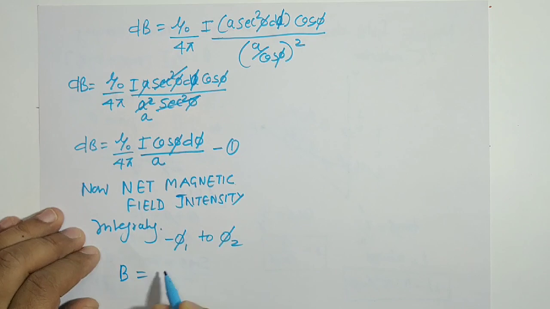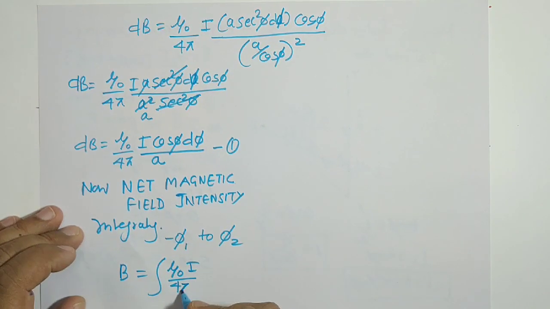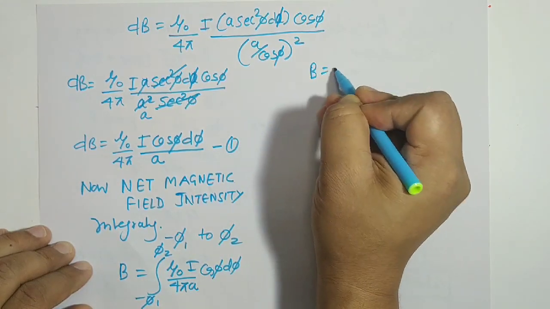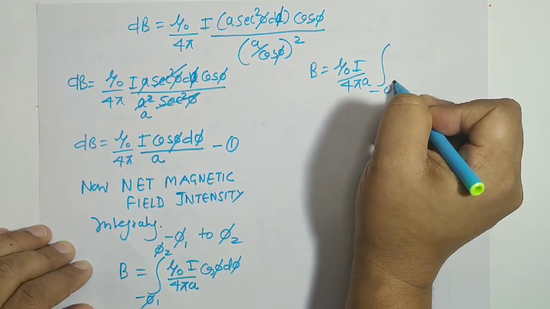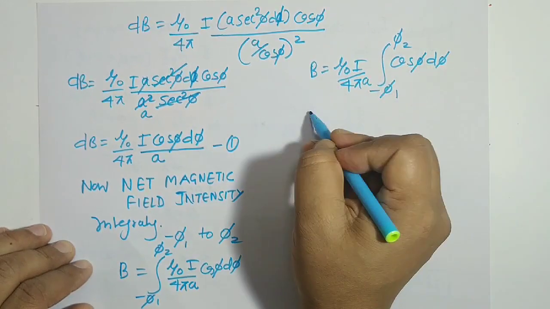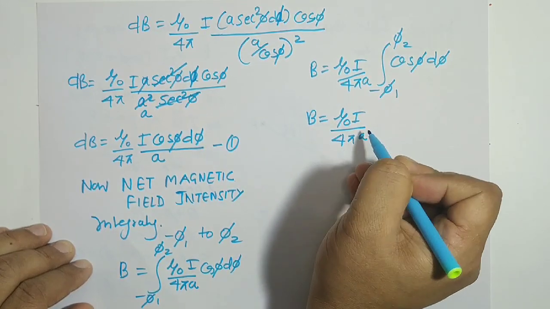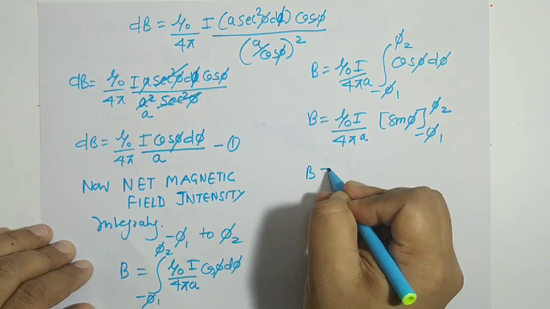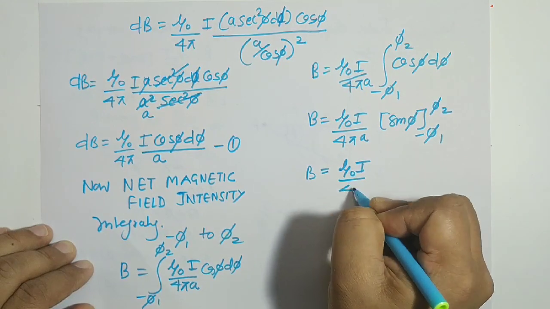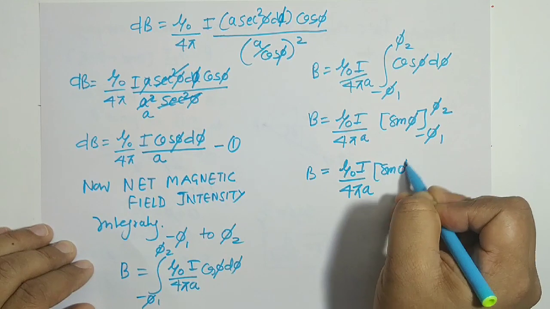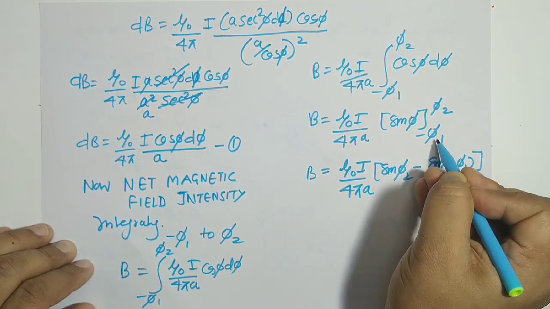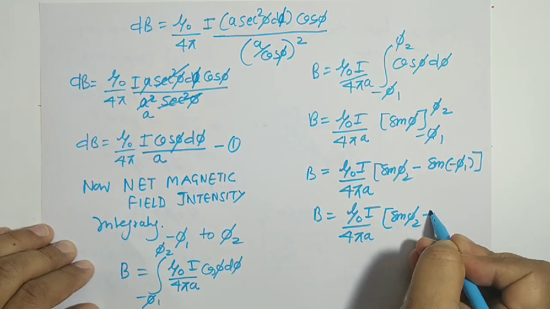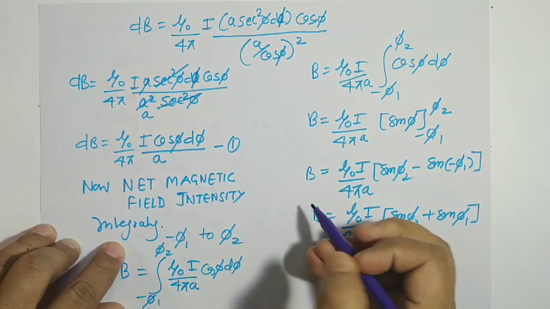So I integrate it. B will come out as mu naught I by 4 pi A, integral of cos phi d phi, and the limits are minus phi 1 to phi 2. Some of you may know the integration of cos phi is sin phi, from minus phi 1 to phi 2. Then B is mu naught I by 4 pi A, upper limit sin phi 2 minus sine of minus phi 1. Are you getting it? It is minus, so minus minus will become plus. So B equals mu naught I by 4 pi A, sine phi 2 plus sine phi 1. This is the result of this conclusion.